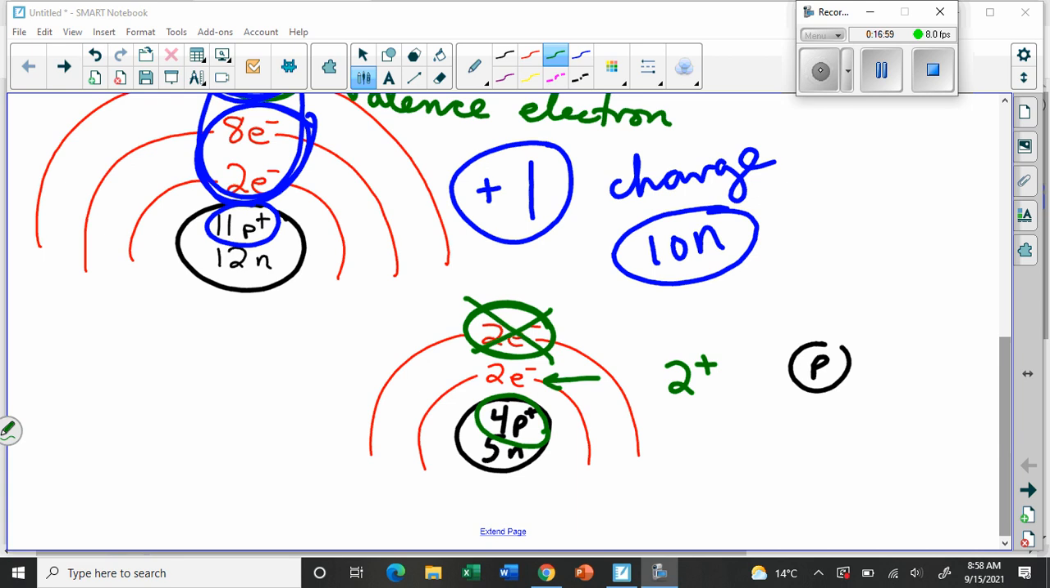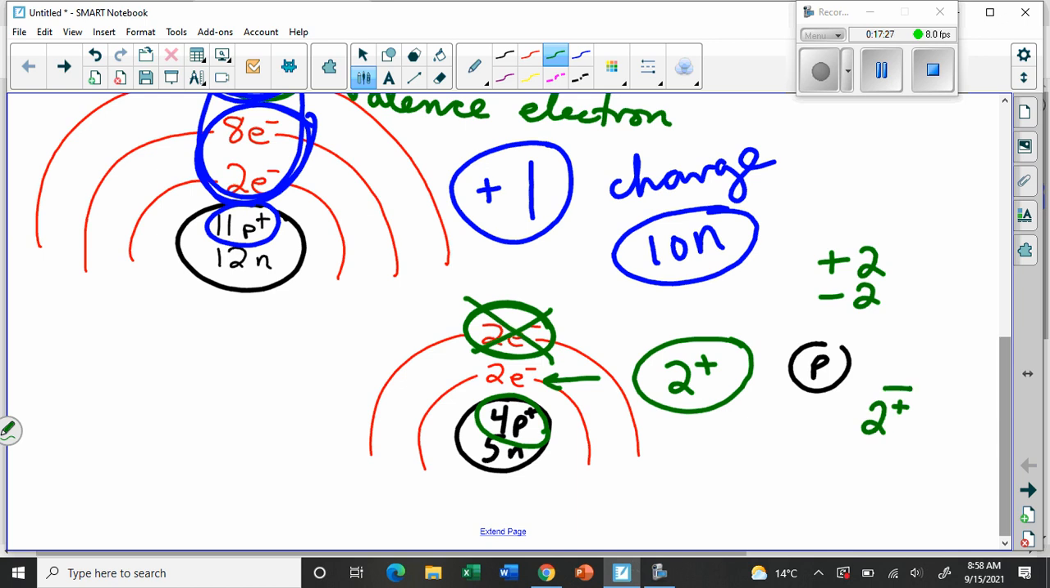A 2 plus charge, because he's giving away 2 negative electrons in order to get full. Okay, and that means he becomes an ion with a charge of 2 plus, positive 2. In chemistry, we tend to write the plus sign after the number. In math, you would write positive 2, negative 2. But in chemistry, we've adopted this convention of writing the plus after.